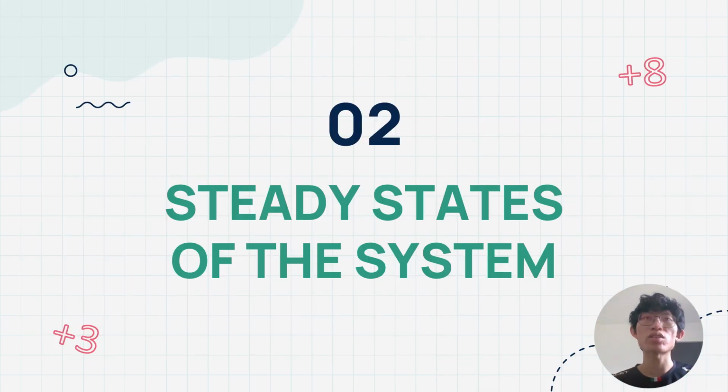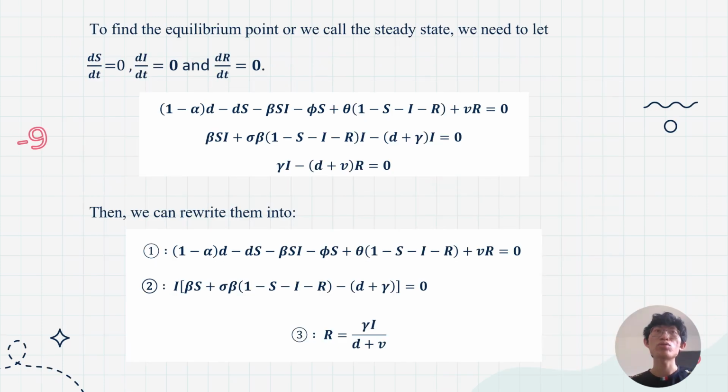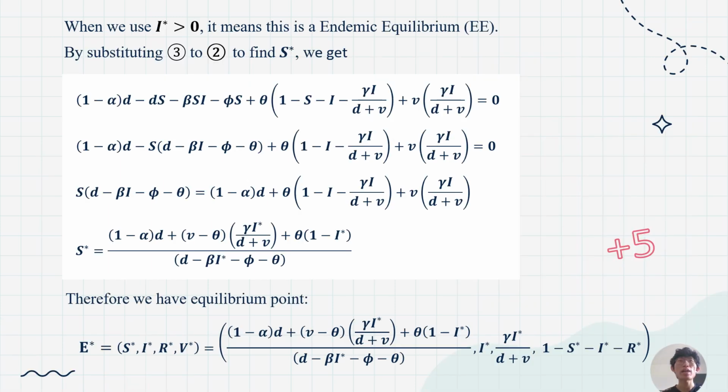For the stability of the system, we are using the reduced SIRV model, which substitutes dV/dt into the dS/dt, dI/dt, and dR/dt. Then to find the equilibrium points, we let dS/dt, dI/dt, and dR/dt equal 0. At first, we use I equals 0, which means it is a disease-free equilibrium, to find the equilibrium point E0.